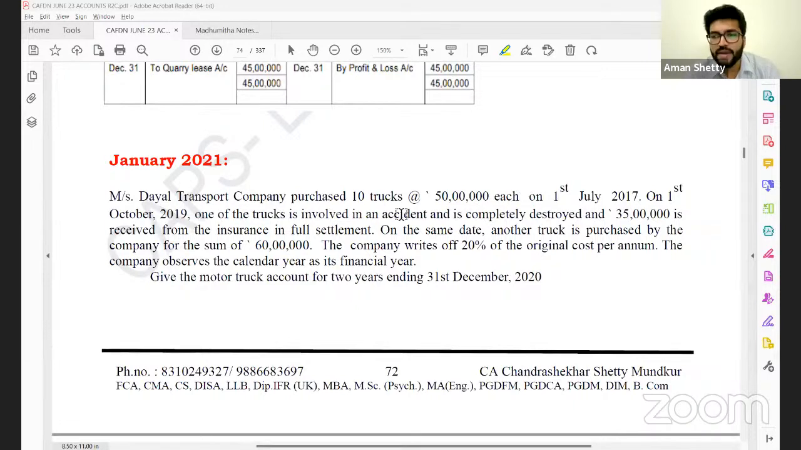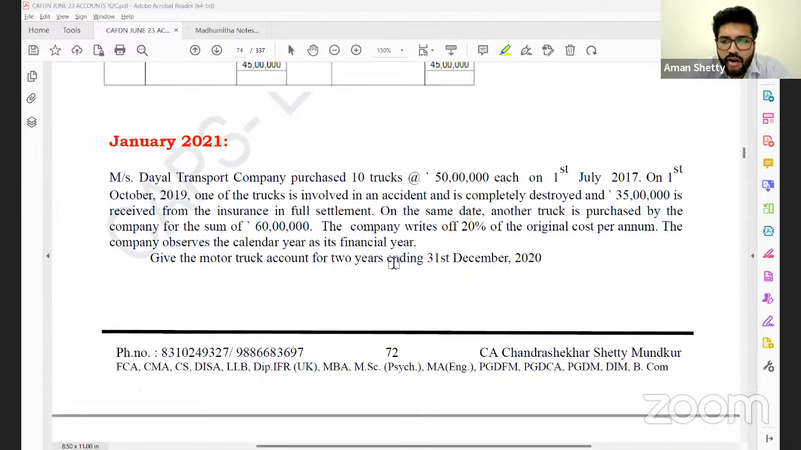Messrs. Dayal Transport Company purchased 10 trucks at rupees 50 lakh each on 1st July 2017. On 1st October 2019, one of the trucks is involved in an accident and is completely destroyed, and 35 lakh is received from the insurance in full settlement. On the same date, another truck is purchased by the company for 60 lakh. The company writes off 20% of the original cost per annum. The company observes the calendar year as its financial year. Give the motor truck account for the 2 years ending 31st December 2020.